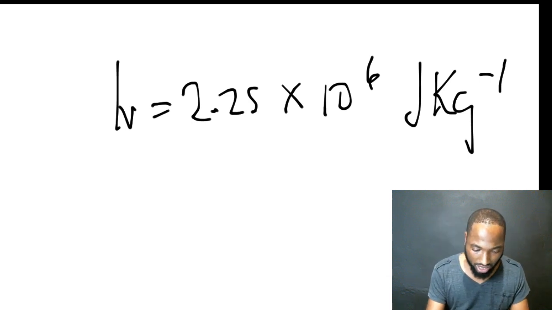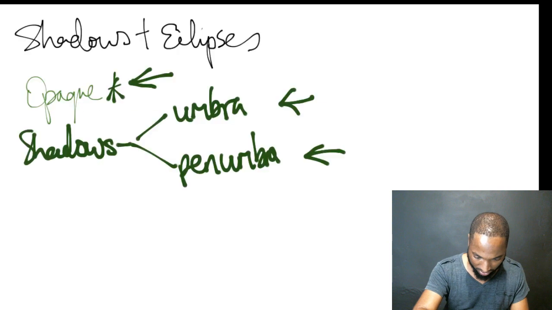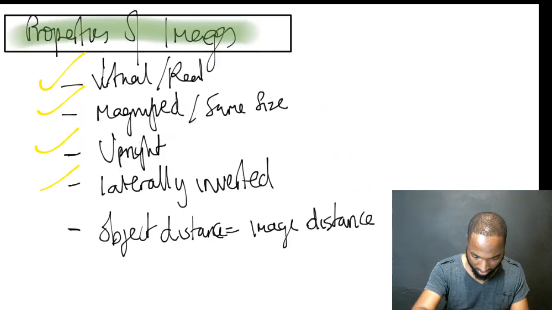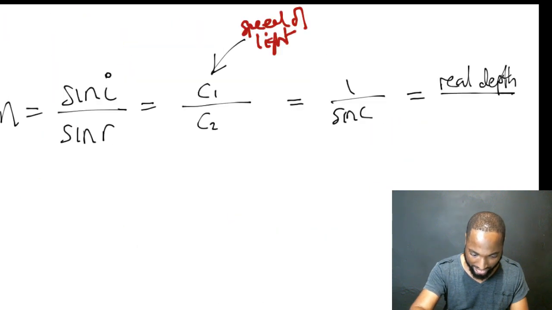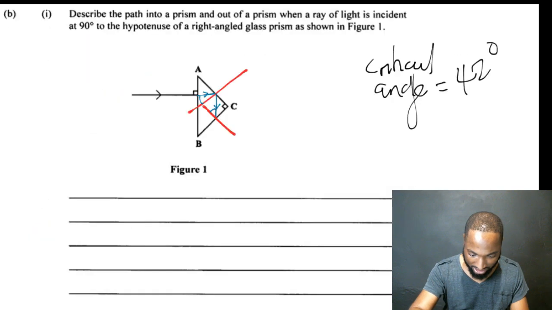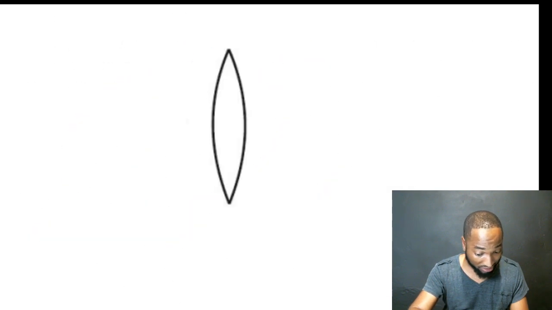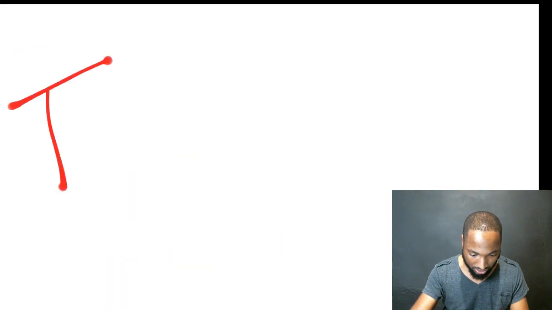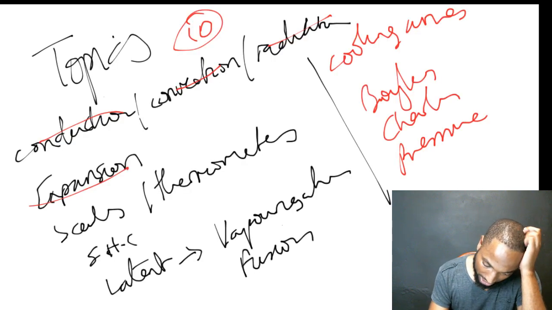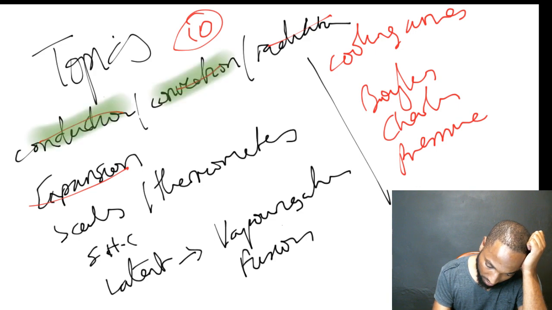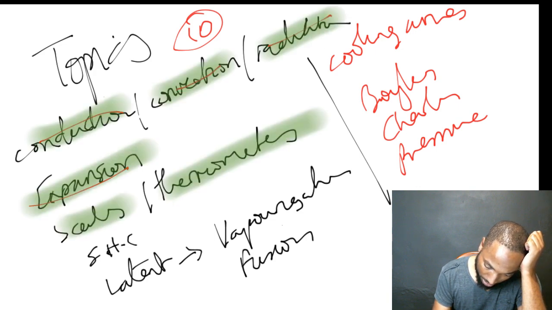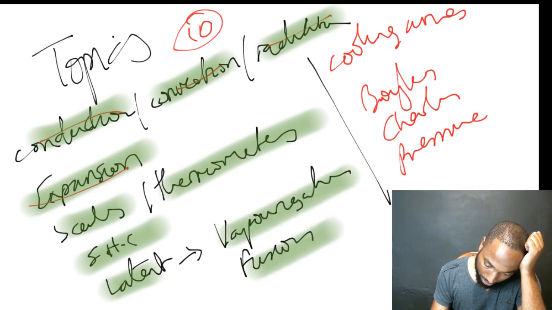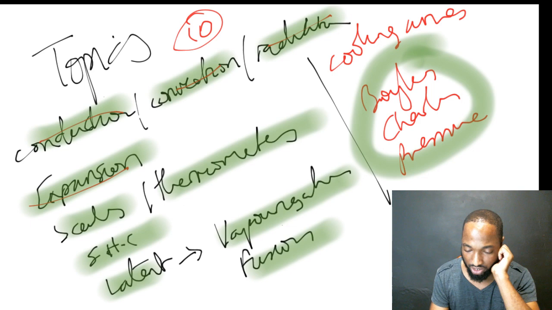Let's just do a quick speed through of everything we did. This is when we were doing the light earlier today. I went through everything in light. We went through every single thing in optics. Then we started thermal physics. These are the topics that we went through: conduction, convection, radiation, expansion, scales, thermometers, specific heat capacity, latent heat capacity in terms of vaporization, and we went through Boyle's law, Charles' law, and pressure law.